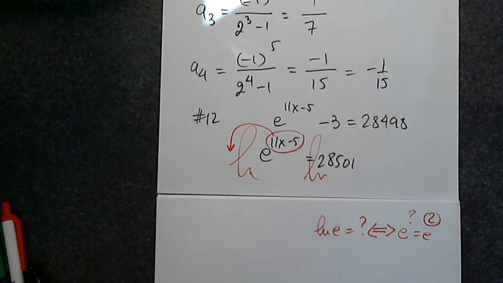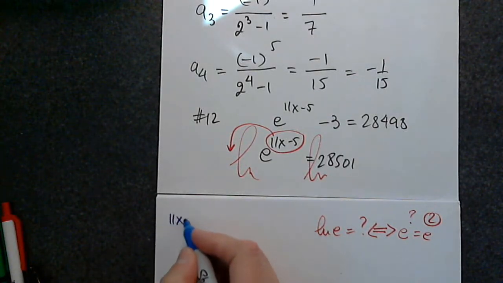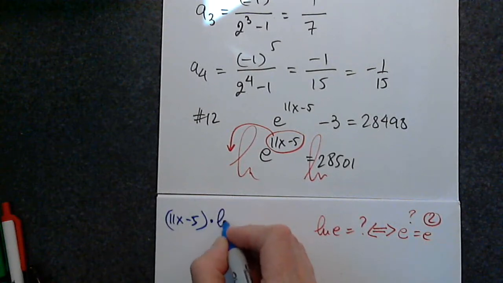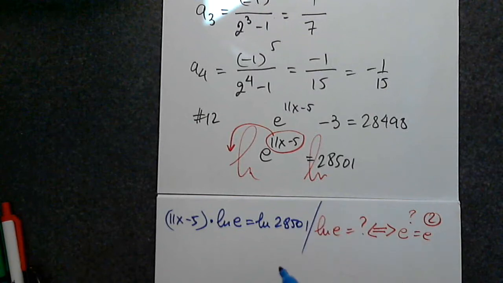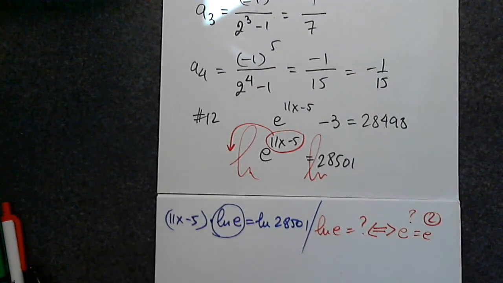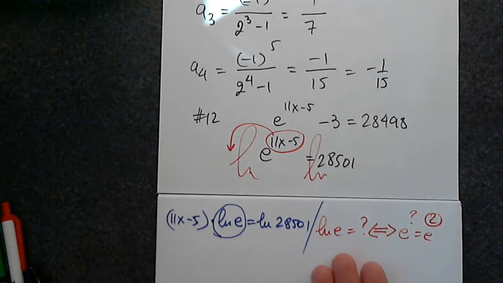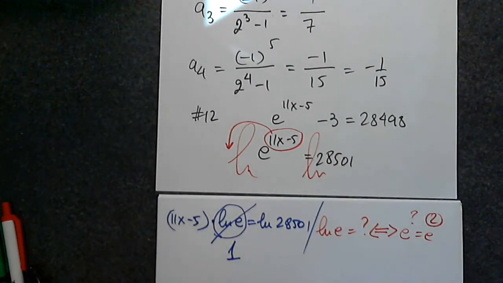So let me just refresh your memory. What are we trying to do? So I'm putting 11x minus 5 in front, but I should write multiplied by natural log e equals natural log of 28,501. My question is, what is this? Because I want to omit it if it's possible. So now I'm trying to determine how much is natural log e. Natural log has which base? E. E raised to which power is e? Exactly. That's why we will replace it by 1.